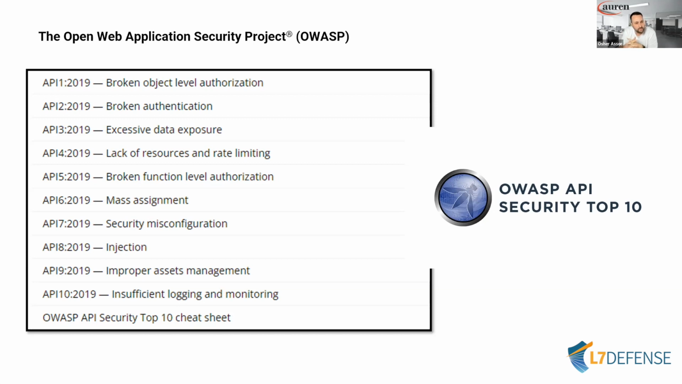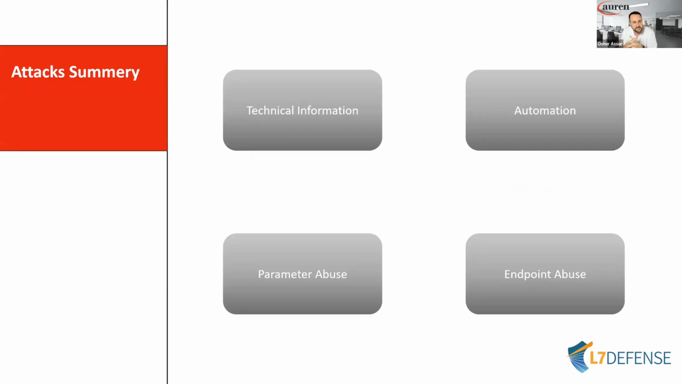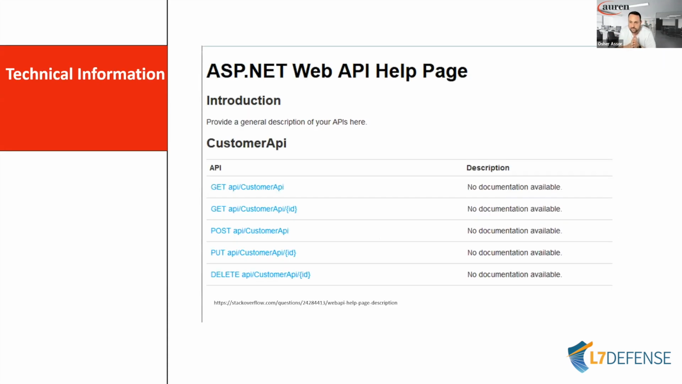Here we are talking about API security. So I took the top 10 list of API security attacks that you can see in this presentation, and I summarized it to four attacks or four techniques relevant for this list. I divided it into technical information, automation, parameter abuse, and endpoint abuse. These are the most common attacks filtered from the 10 in this list. So let's talk about technical information.